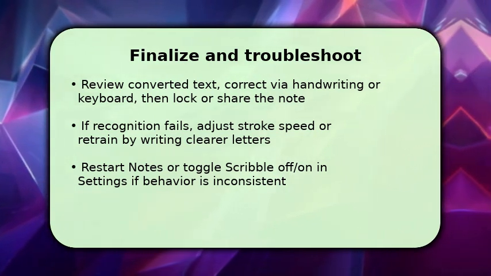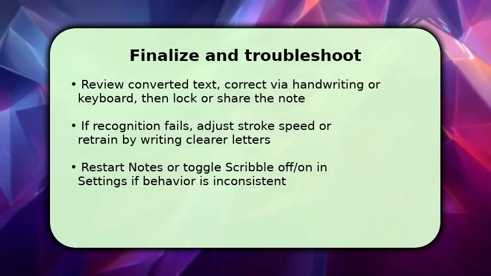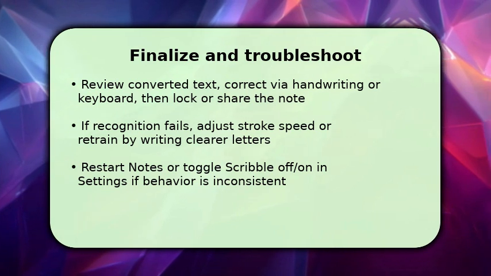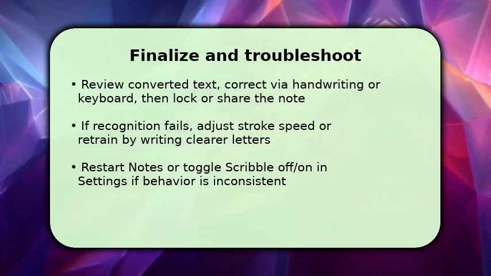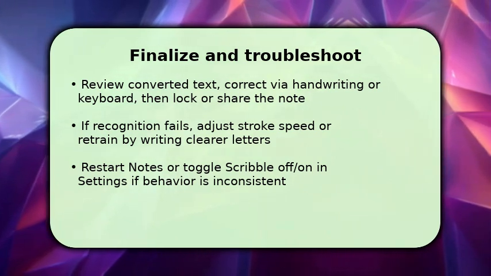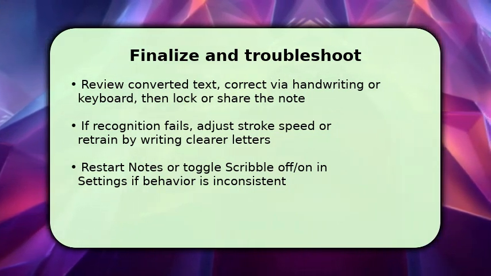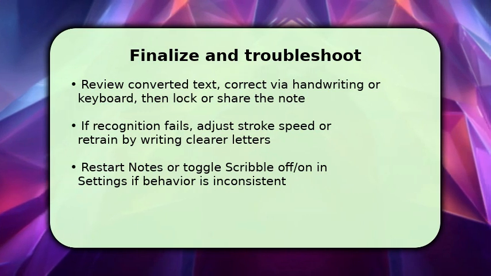If Scribble misreads words, slow down slightly and form letters more distinctly. This improves recognition over time. If issues persist, toggle Scribble off and on in Settings or force close Notes and reopen it. These steps reset the recognition engine and usually resolve inconsistent behavior, so your workflow stays smooth.